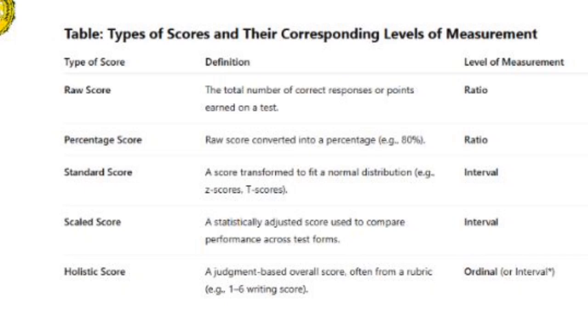So if the student gets a 0 score, it means it is average, not zero ability or no performance, so it has no true zero value.